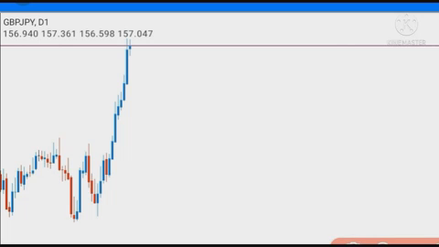Number three, liquidity rests above the previous day's high and below the previous day's low. It rests above the previous week's high, previous week's low. It rests above the previous month's high, previous month's low, previous year's high, previous year's low. These are the locations you'll find liquidity in the market.